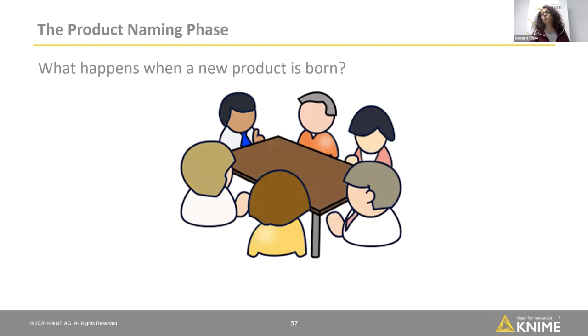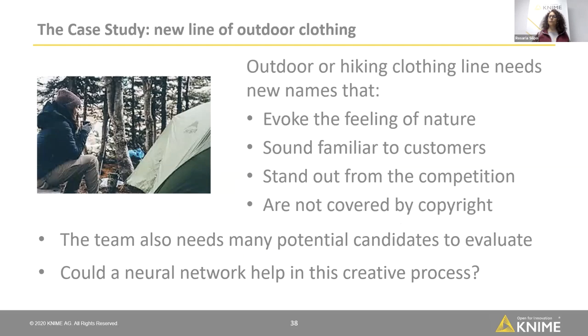And we wanted to find a name for this clothing line that evoked the feeling of nature and sounded familiar enough to customers, because if you know it, it stays more in your mind. On the other hand, it doesn't have to be so well known, because it has to stand out from the competition. And especially it must not already exist, because then the copyright laws are much easier to deal with. So these brilliant minds of the company have to make a list of potential candidates and then choose from them. Could a neural network help with this creative process?